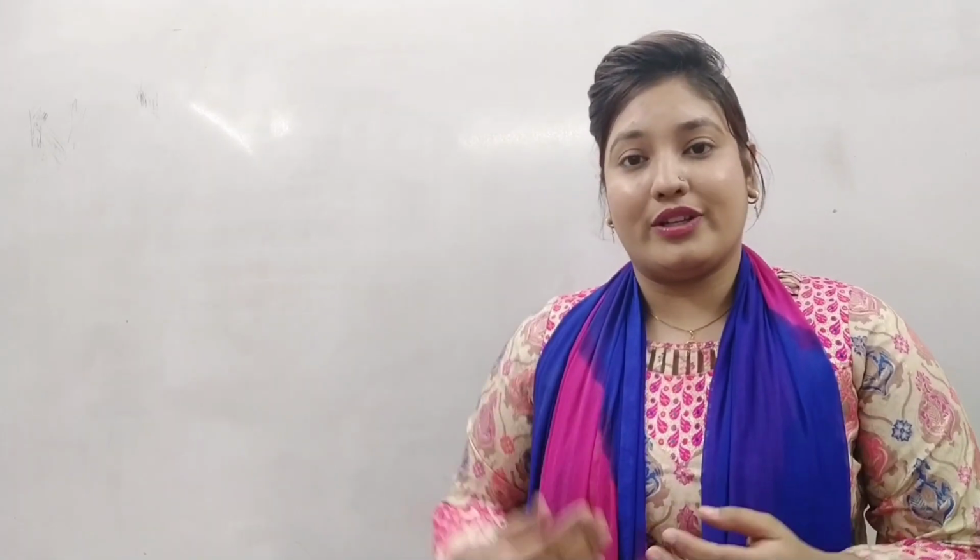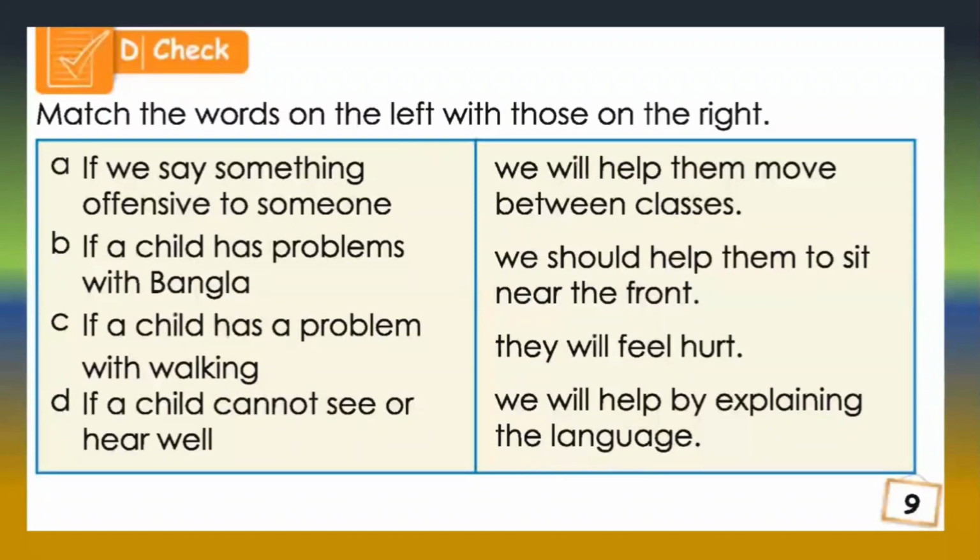So this is how you will make a chart and write it in your diary or in a copy, what good deeds you are doing throughout the week. So see students, in D it is check, that is match the words on the left with those on the right. So see in A, what is there? If we say something offensive to someone, then this half sentence matches with which sentence in this right part? Yes, it matches with they will feel hurt. So the complete sentence will be: if we say something offensive to someone, they will feel hurt.